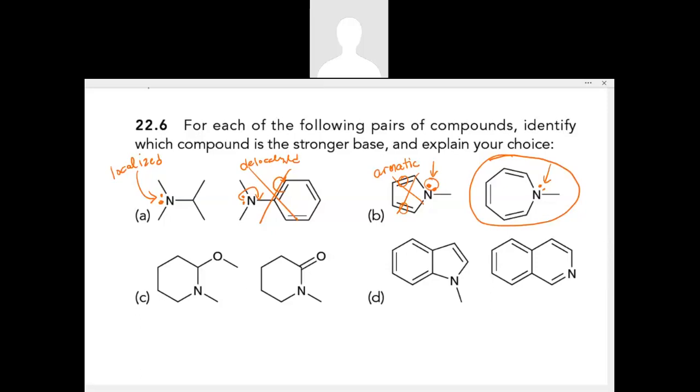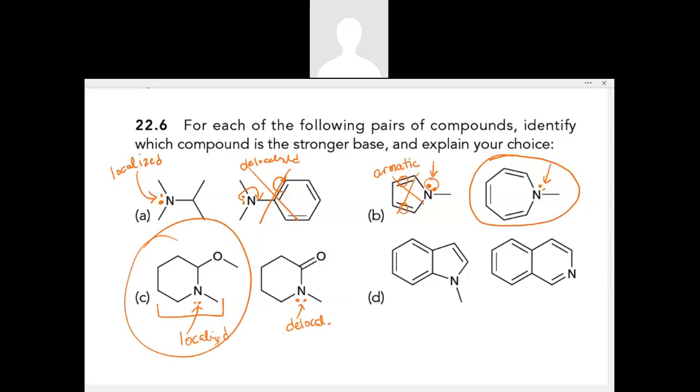Let's take a look at compound C here again. Let's take a look at these 2 sets of lone pairs here. So this lone pair on this compound over here is localized, so it's not able to contribute to any resonance structures, whereas this lone pair here is delocalized. So again, this is our stronger base.